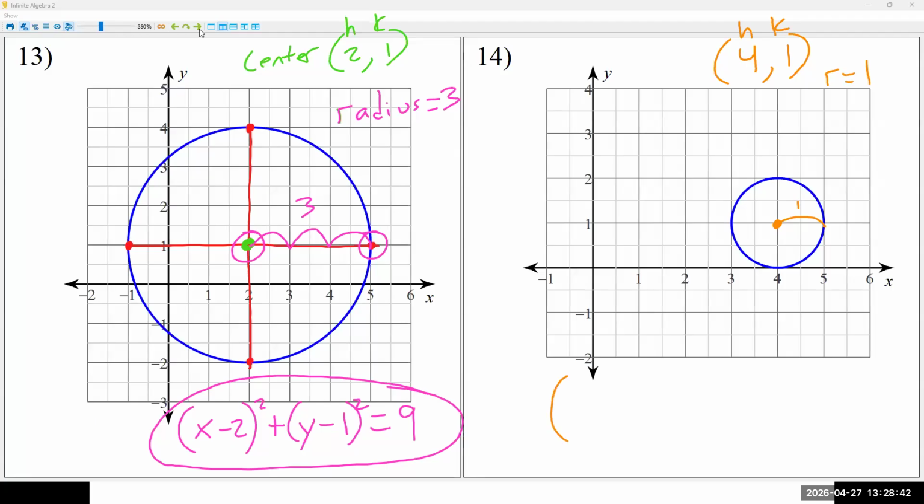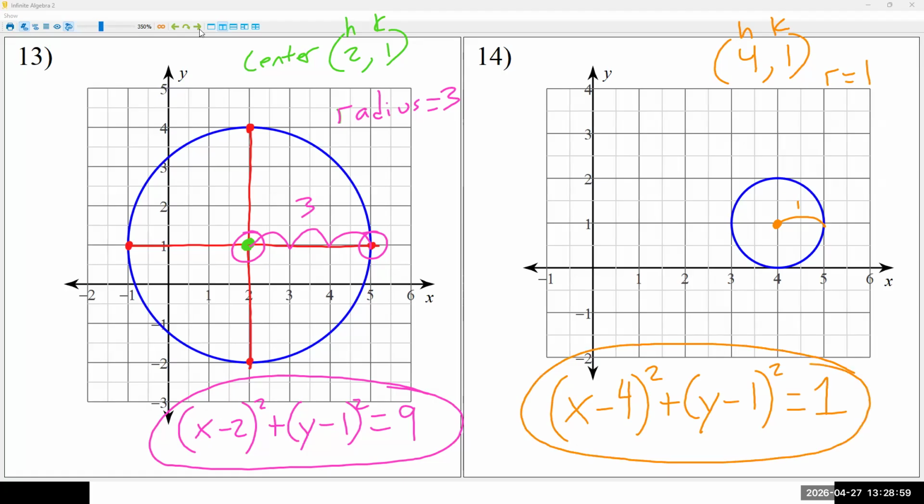Plug into my formula, I have x minus 4, y minus 1, and my radius is 1, and if I square 1, I still get 1. And that's my answer for 14, and with that, you should be able to finish the paper.